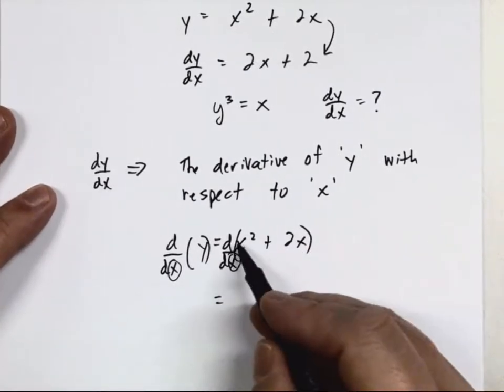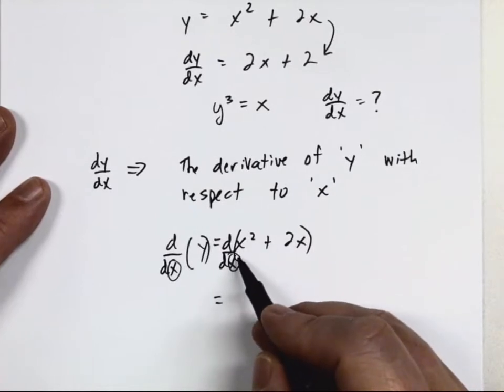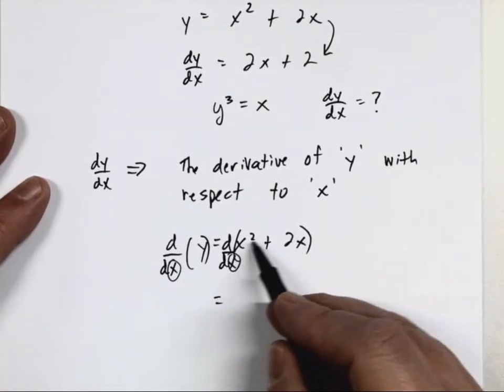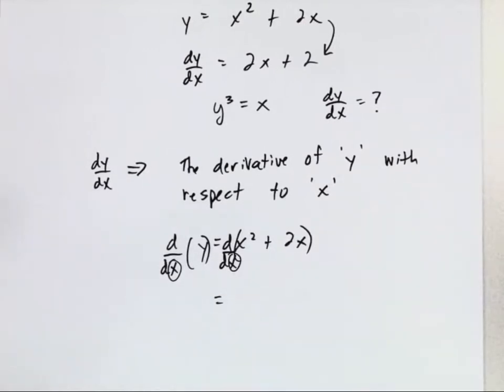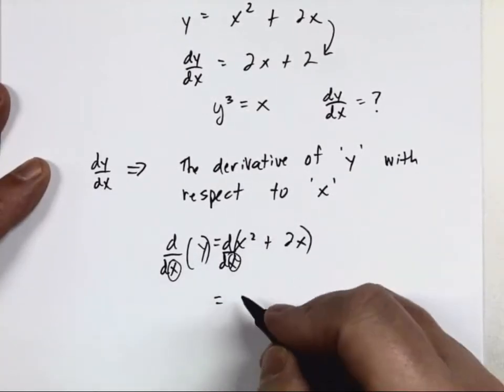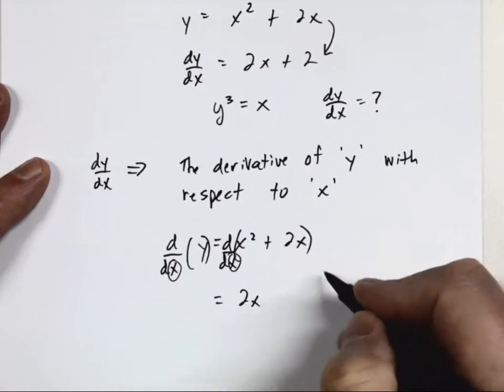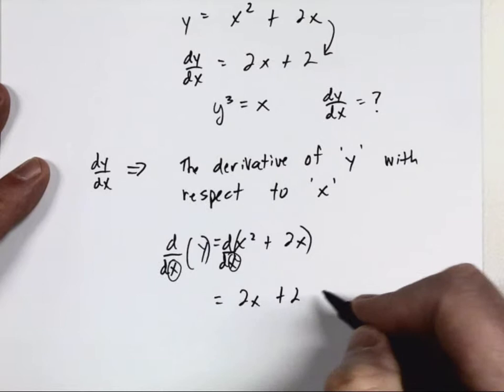Now here's the key. On the right-hand side, whenever I'm taking the derivative with respect to x and my variables are simply x's, I just apply the derivative rules that we learned. So for instance, the derivative of x squared would be 2x. The derivative of 2x with respect to x is just 2.